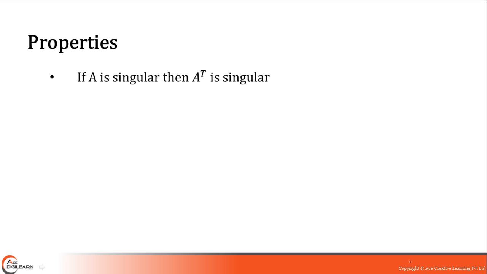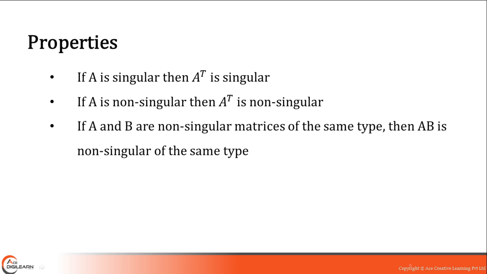Few properties. If a matrix is singular, then its transpose is also singular. And if a matrix is non-singular, then its transpose is also non-singular. And if A and B are two non-singular matrices of the same order, then the product AB is also non-singular of the same order.